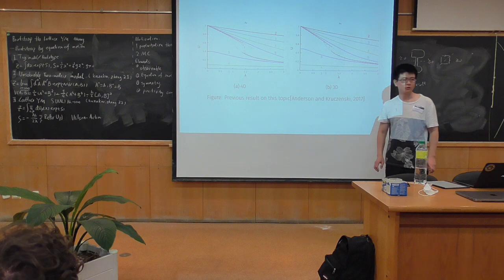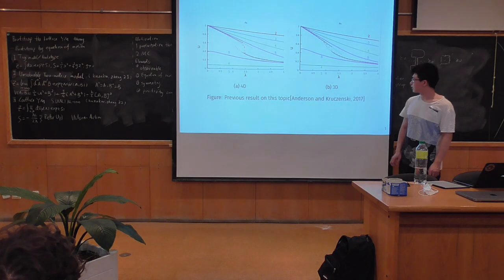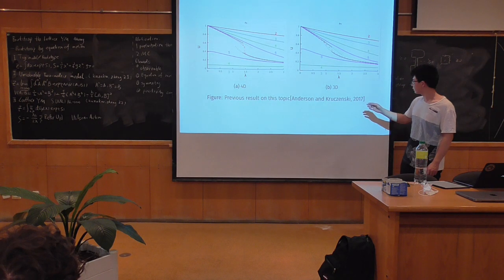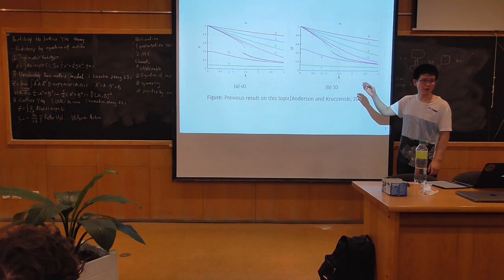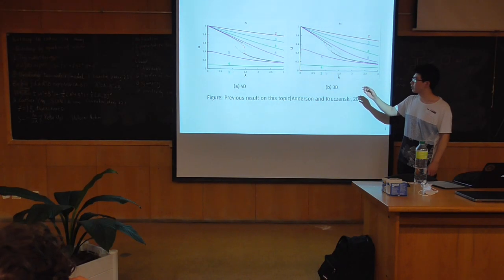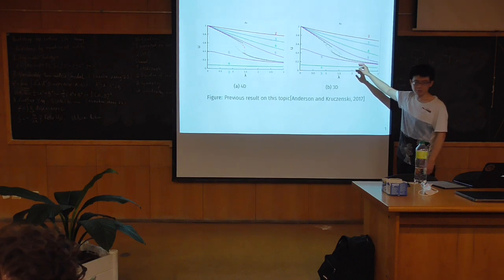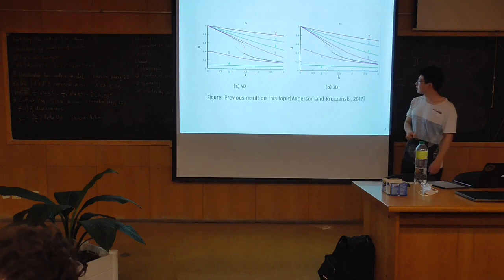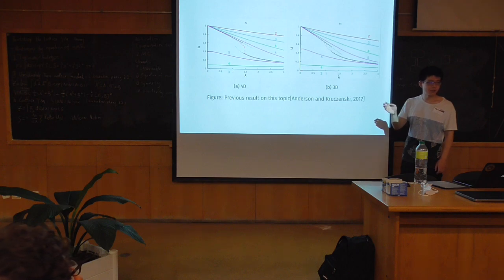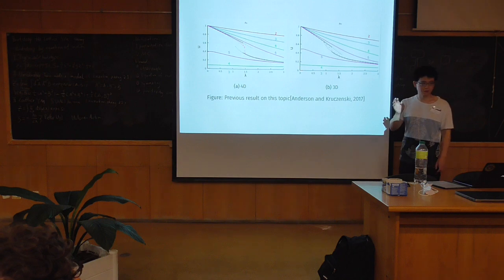Okay, first let me show some old results from 2007 by Anderson and Kuczynski. They are bootstrapping the plaquette, the one black hat average, and plotting it under different bootstrap cutoffs. The red dot is the Monte Carlo result, and the black lines are the strong coupling and weak coupling perturbation.